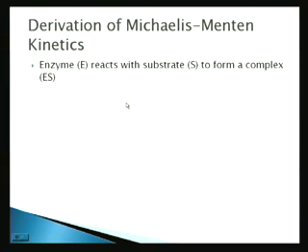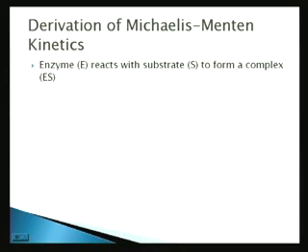The first step in this process is that the enzyme E reacts with the substrate S to form a complex ES. I want you to write down in your copies very quickly what that reaction is going to be. Very straightforward: the enzyme E reacts with the substrate to form the complex ES.